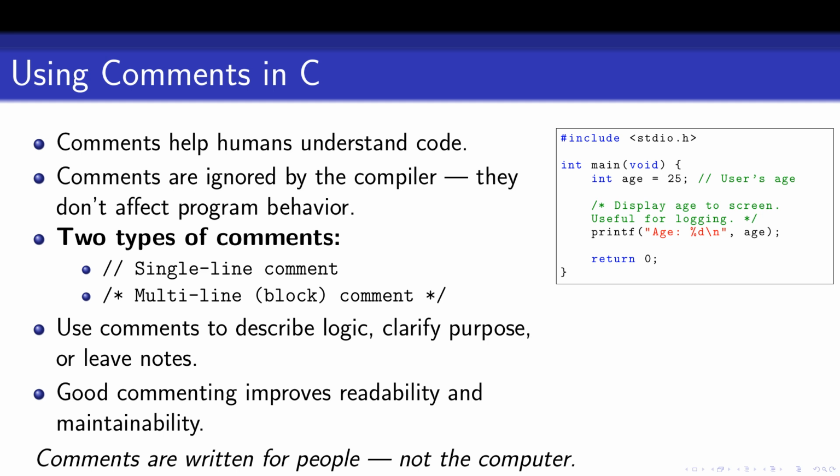Single-line comments are great for quick notes next to a line of code, while block comments are better for longer explanations or documentation. Comments are essential for making your code understandable, both to others and to your future self. They explain what the code is doing and why, which is especially helpful when you return to a program weeks or months later. Learning to write clear, meaningful comments is a habit that will serve you throughout your programming career.